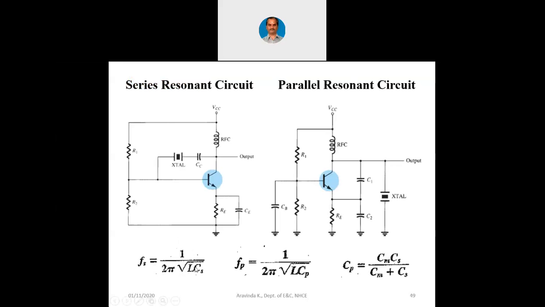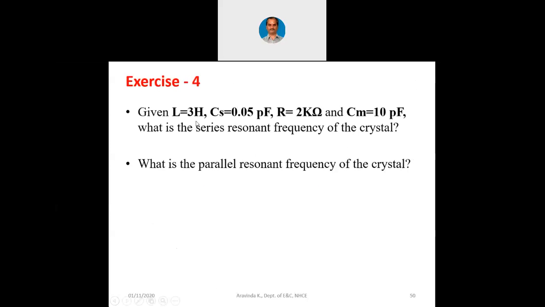It is like the earlier Hartley and Colpitts formula only. The only thing is this L is internal to the crystal, CS is also internal to the crystal. It is 1 over 2 pi square root of L into CS. L is given as 3 Henry and CS is given as 0.05 picofarad. Can you tell the answer? I feel something wrong with my slide. It cannot be 3 Henry as such. Let me verify that later on, but you calculate and tell me the answer.